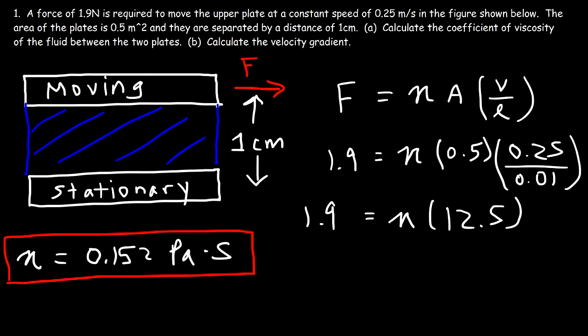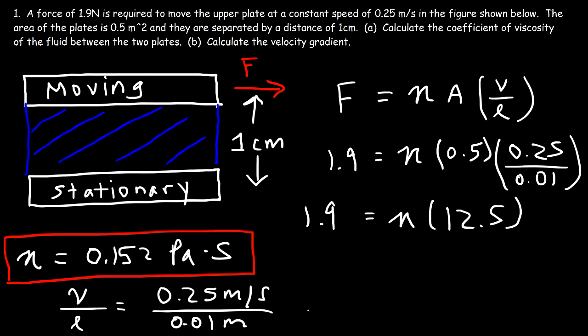Now, part B, calculate the velocity gradient. The velocity gradient is simply the velocity divided by the separation distance. So it's 0.25 meters per second divided by 0.01 meters. And so it's going to be 25 1/seconds. And so that's the velocity gradient in this problem.